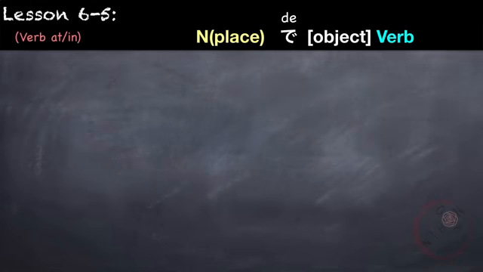Next is the particle de, which indicates where the action happens or happened. If you remember in lesson 5, we used the de particle to indicate what mode of transportation, nande.